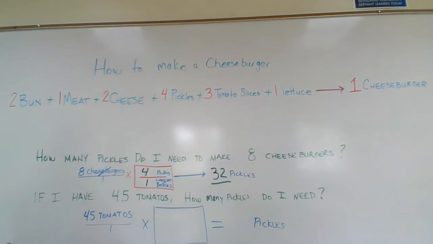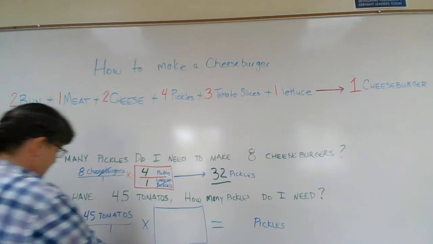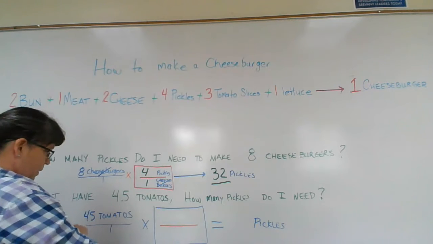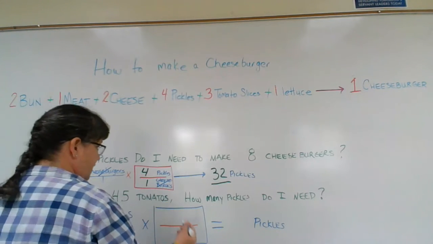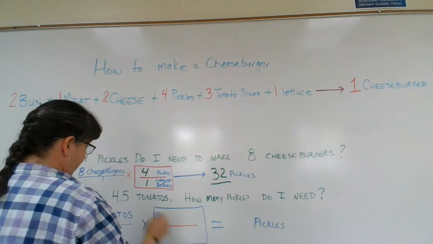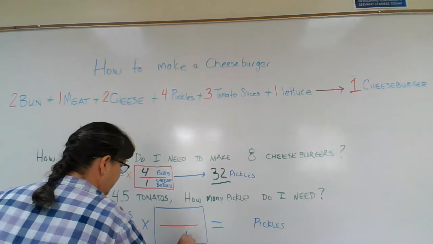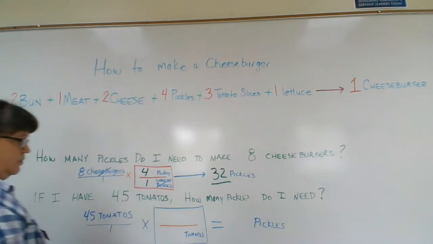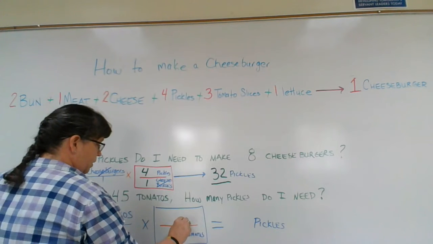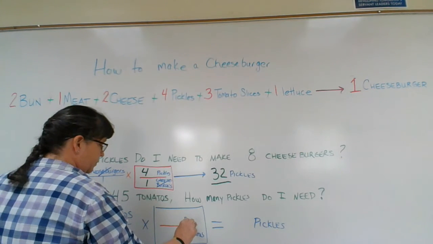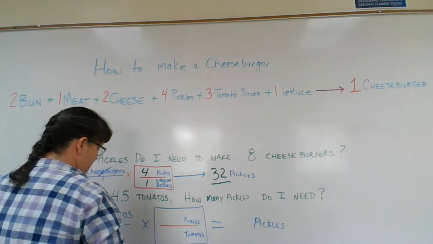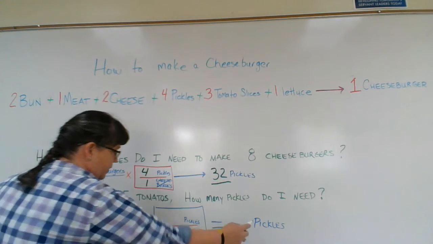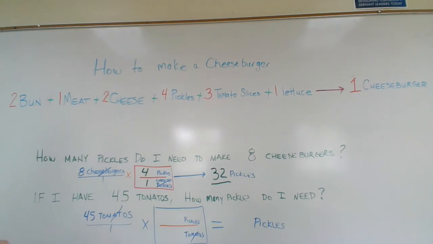All right. So what do I put in this box? I make a fraction out of it. We want to have 45 down here. I'm sorry, not 45. We want to have tomatoes down here. And we want to have pickles in our numerator, so that we can cross out numerator, denominator, left with our pickles. So what do we put in this box?